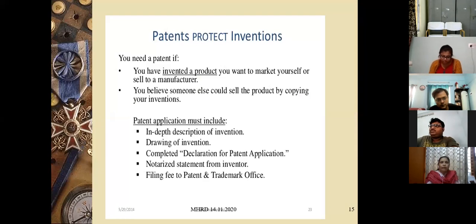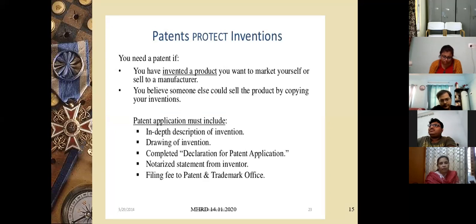So why do you need a patent? If you have invented a product, you want to market it yourself or sell it to a manufacturer. You believe someone else could sell the product by copying your invention. So this is the reason why you need a patent. And a patent application must include an in-depth description of the invention. Like for example, I said pen. Now everything has to be described, starting from where you fill the ink and how the ink will draw, and the whole process of the flow of the ink, etc.